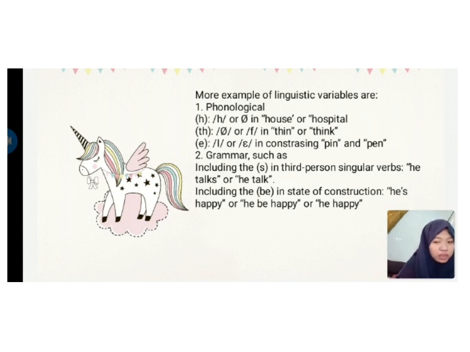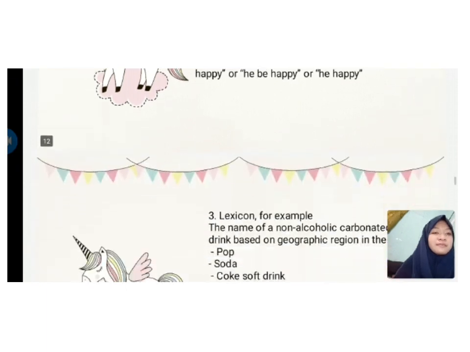And linguistic variable can also be grammatical, such as including the S in third person singular verb, for example, he talks or he talk, and then including the be in step of construction, for example, he is happy or he be happy or he happy.